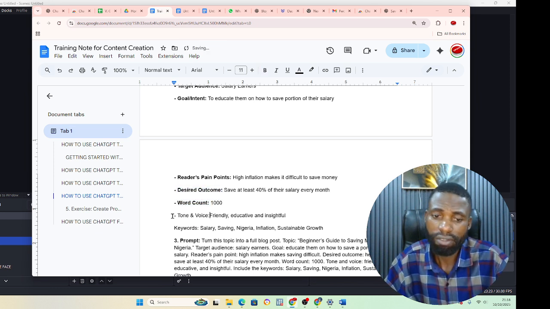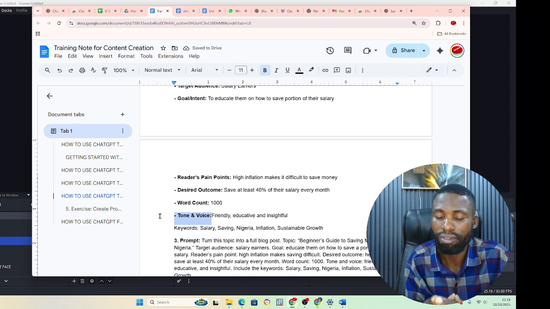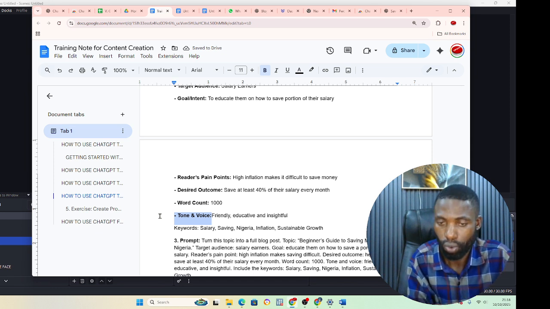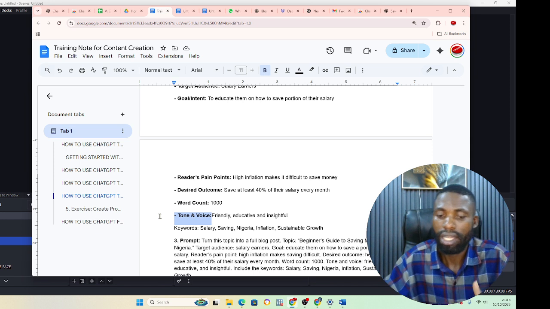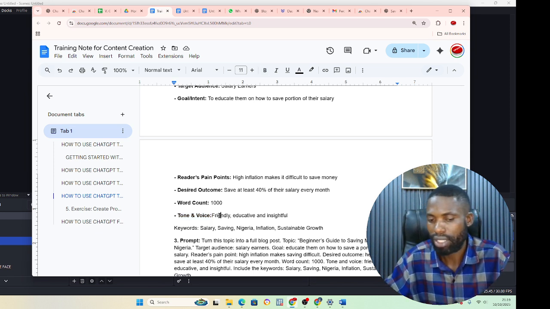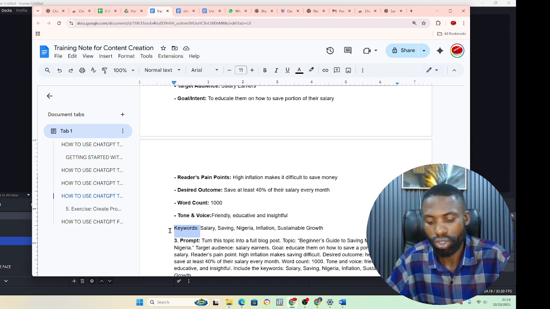Then, very important, every writer goes with a particular kind of tone. What kind of tone do you want to use to communicate your information? Here now, I included friendly. I want it to be friendly so that they don't feel uncomfortable when reading. You understand? At the same time, I want it educative and insightful. Document it down.